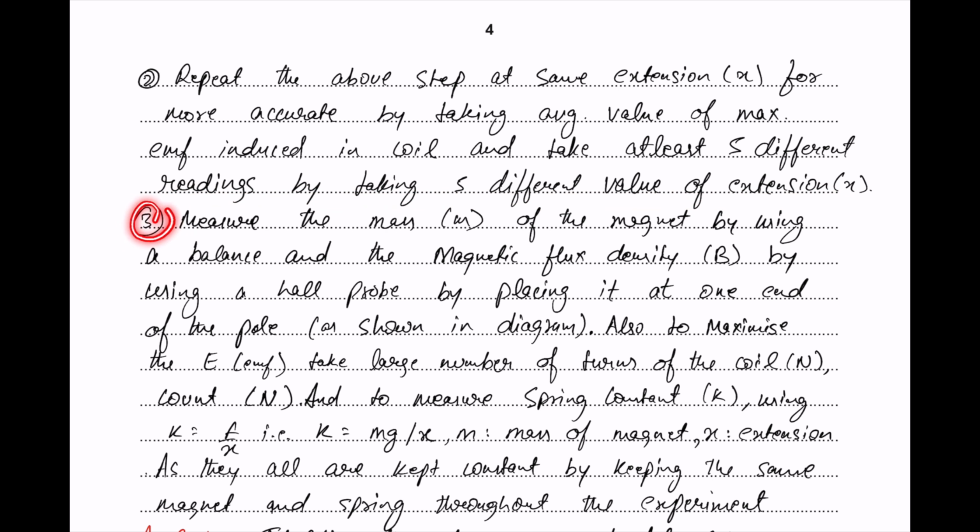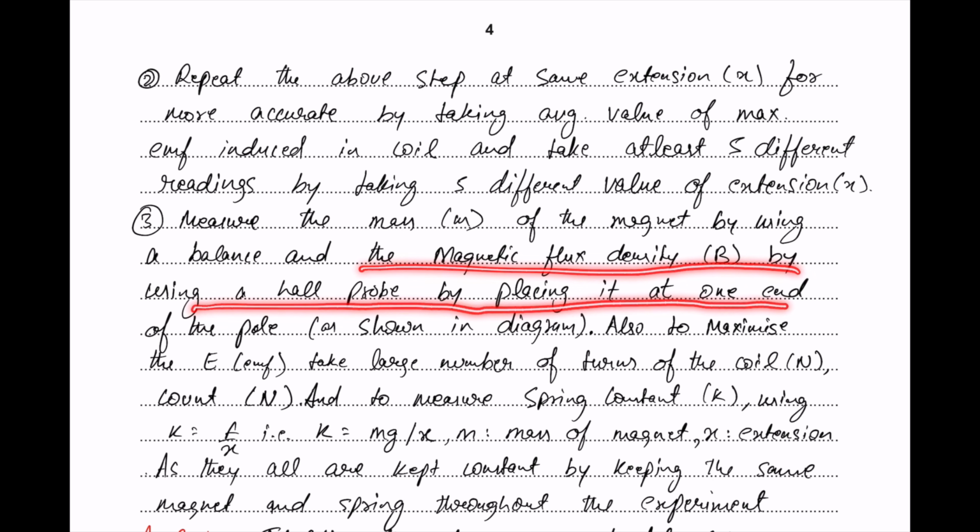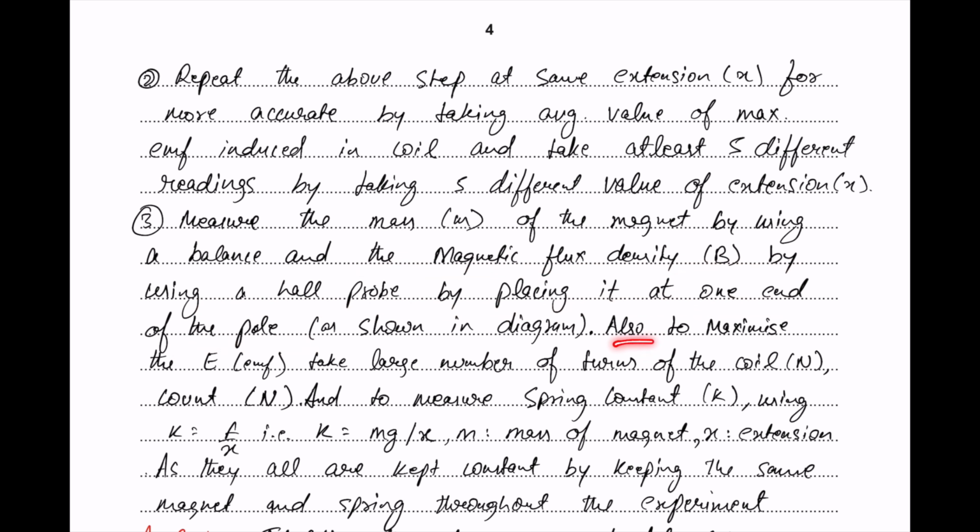In the third part, I have devoted it to the control variables, that is, measure the mass m of the magnet by using a balance. You have to explain how you will control the variables and how you will measure them. And measure the magnetic flux density B by using a Hall probe by placing it at one end of the pole. Also, to maximize EMF, take a large number of turns of the coil. In order to maximize the induced EMF in the coil, one thing we can do is increase the number of turns in the coil.